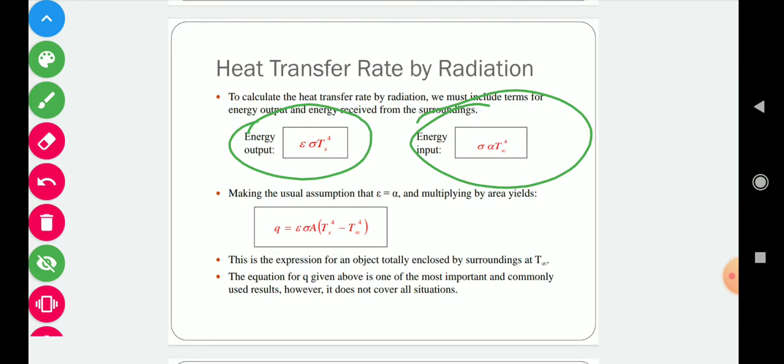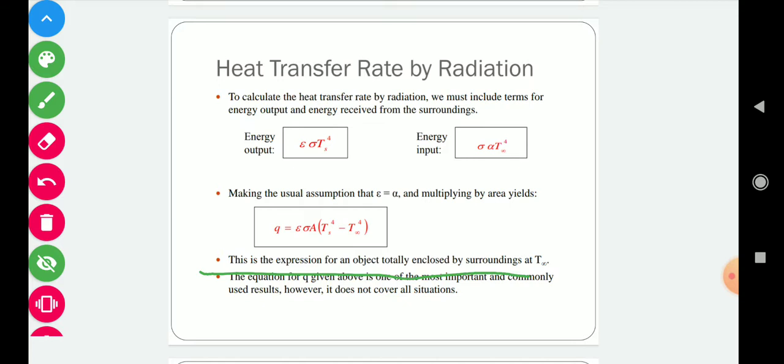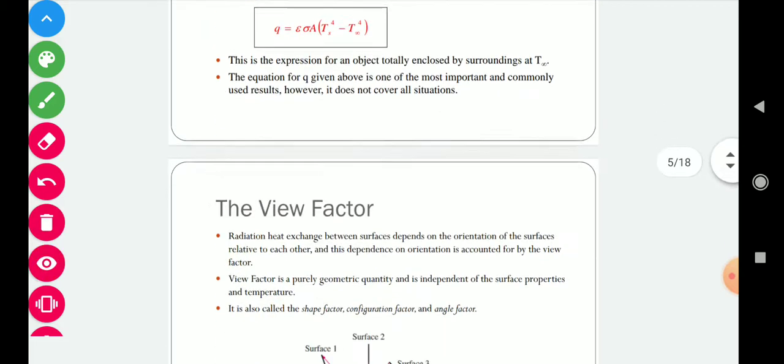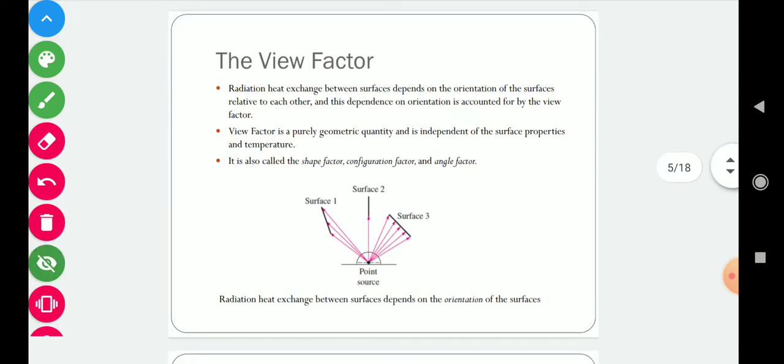However, it does not cover all situations. The assumption is that this is the expression for an object totally enclosed by surroundings at infinity. So the situation is that this is not always the case when all the energy exchange is between two objects only. So now we have introduced the view factor for when one object is not completely enclosed by another object.